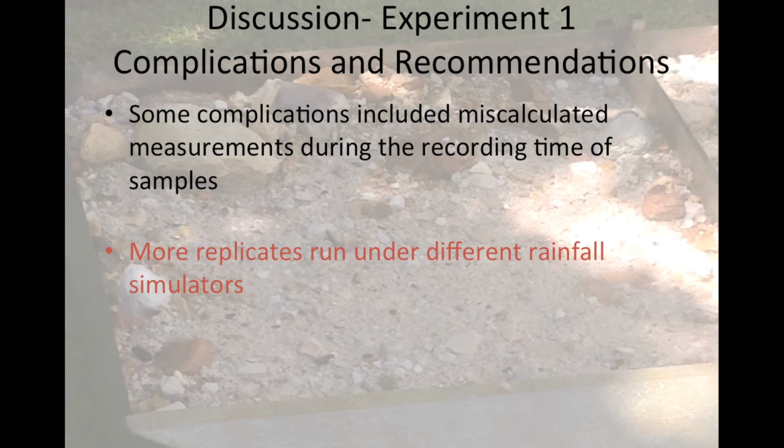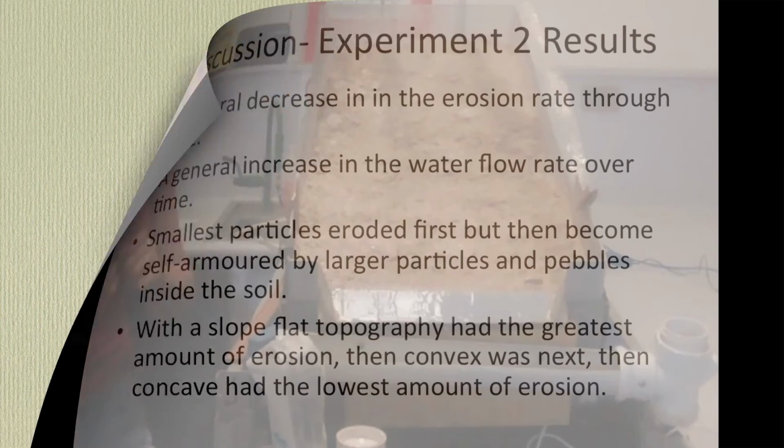Some complications included miscalculated measurements during the recording time of samples. For example, not all of them were measured for the exact time of 30 seconds, some went over by 1.5 to 2 times of the measuring time. A recommendation is to include more replicates run on different rainfall simulators, instead of at the same time under the same simulation. This is because it may produce results more able to be recreated, since they will take into account more experimental variation.